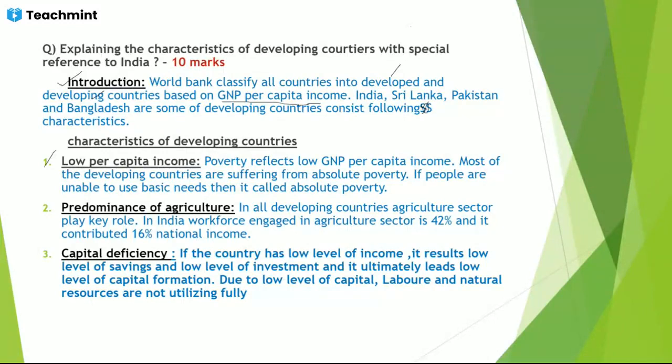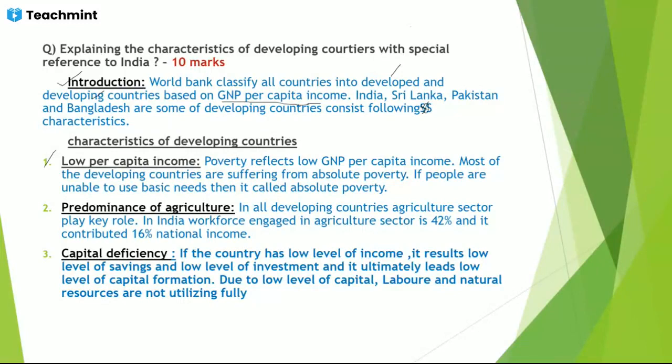India is also a developing country. That's why in the question we mentioned reference to India. So in India also we can see the same characteristics. First one, low per capita income. What is the meaning of per capita? If you divide national income by population, we get per capita income. That means one person's average income is called per capita income.